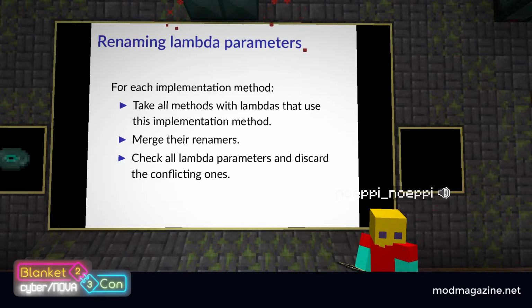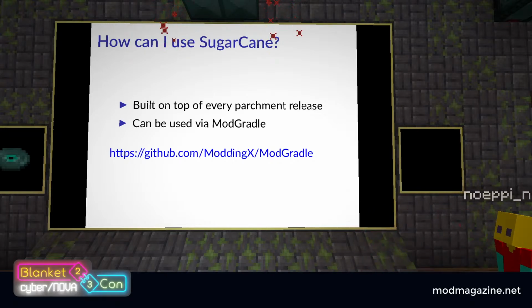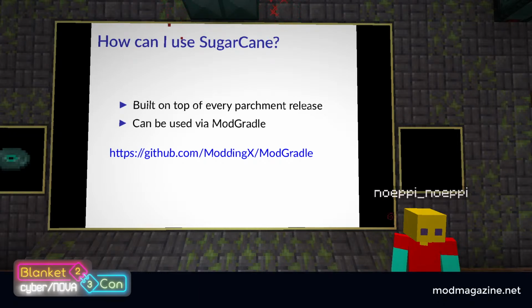Yeah, so before we get to an end, I should probably also tell you a little bit about how you can actually use SugarCane. SugarCane is built for every Parchment release, but we do not build SugarCane for snapshots or nightlies because it takes a while and uses disk space and such. But yeah, you get a SugarCane version for every Parchment release. And you can use it using the ModGradle plugin, which adds a mapping channel named SugarCane that can be used the exact same way as the Parchment channel, but will load the SugarCane mappings.